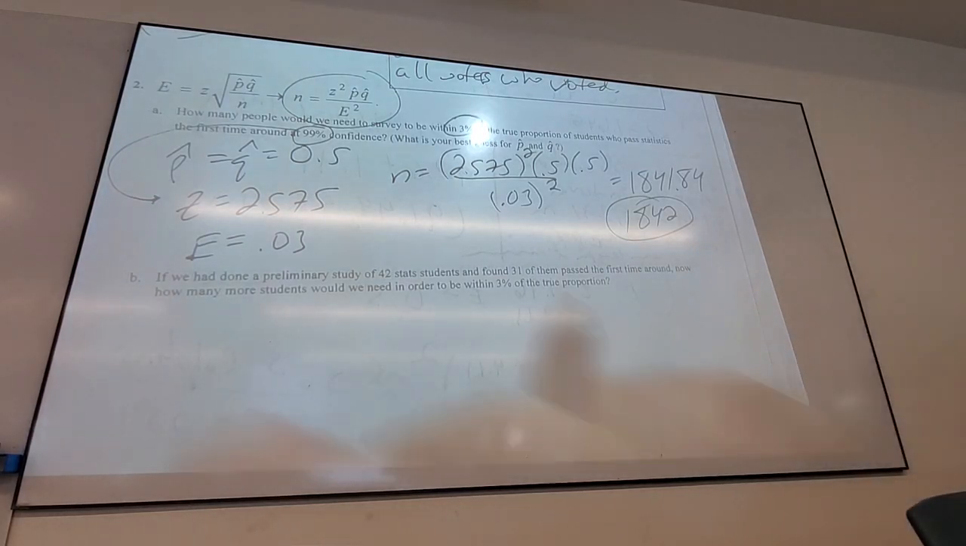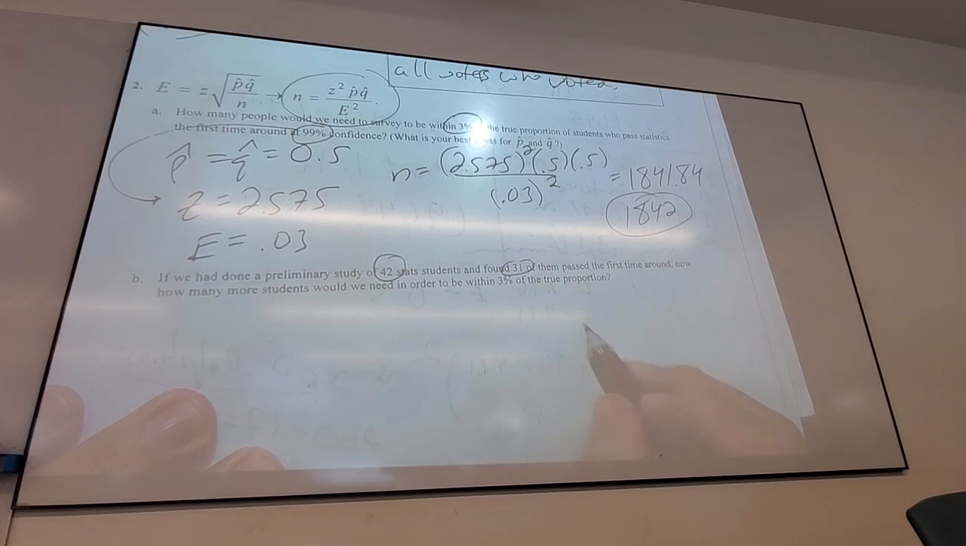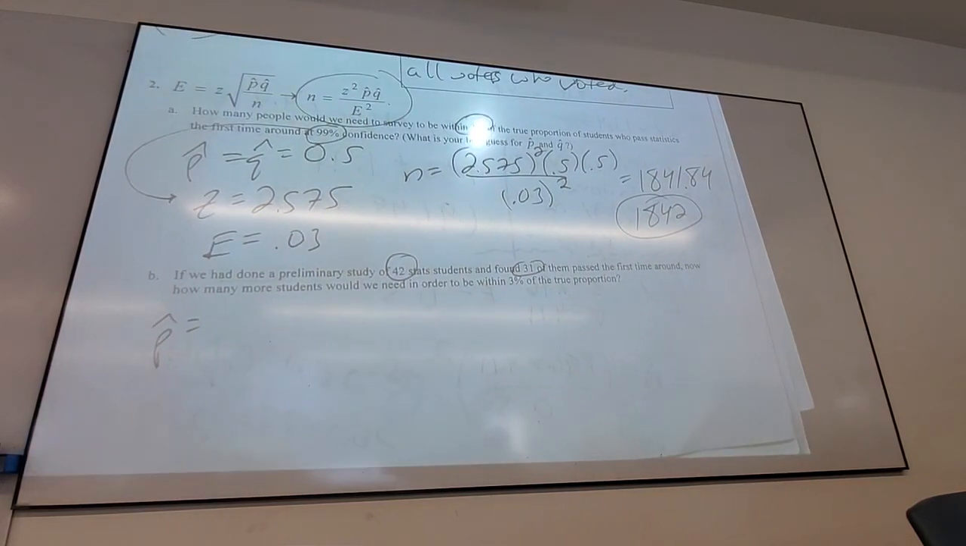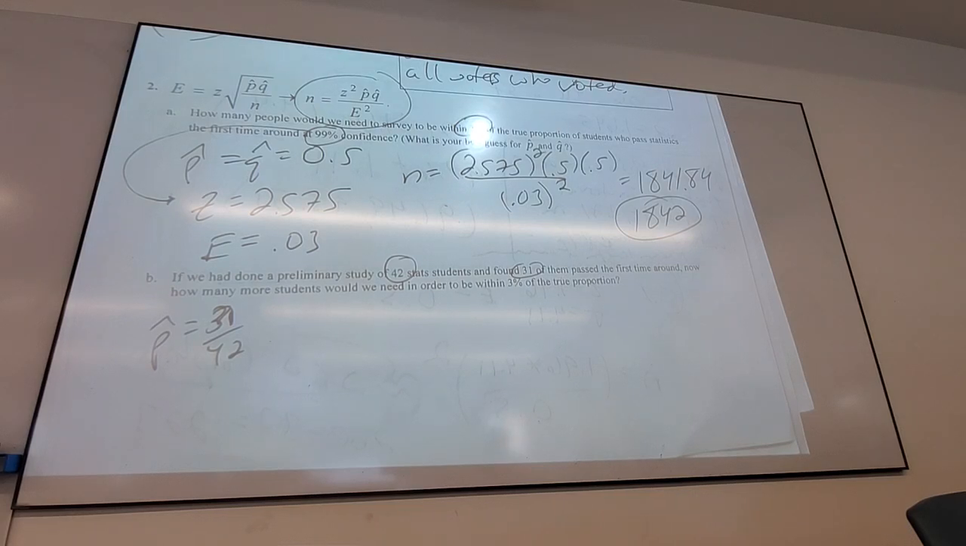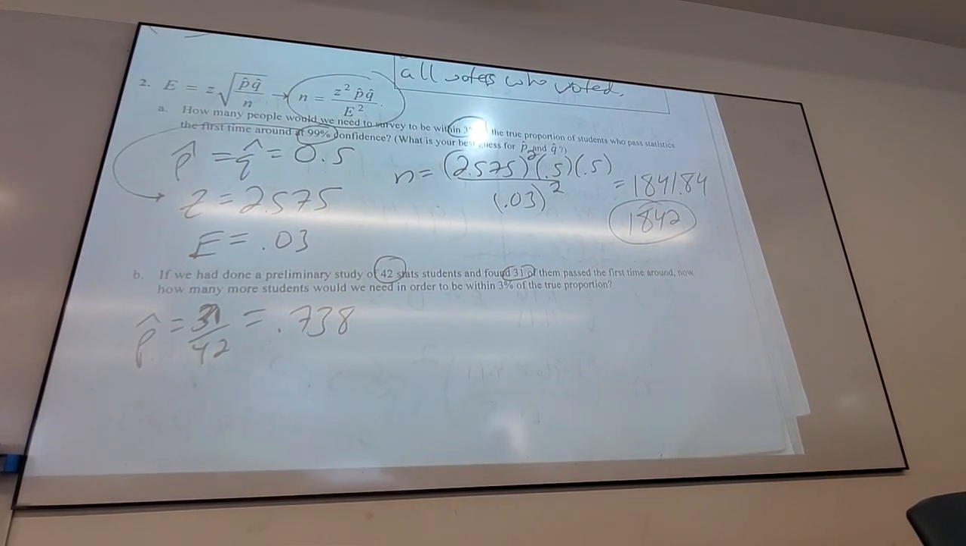So what if I did a preliminary study of only 42 students, yes? And I found that 31 of them passed the first time around. What's P hat now? 31 out of 42. Which is like 5 out of 7. It's like 0.7 something. 0.7380. You guys get that? So then what's Q hat?